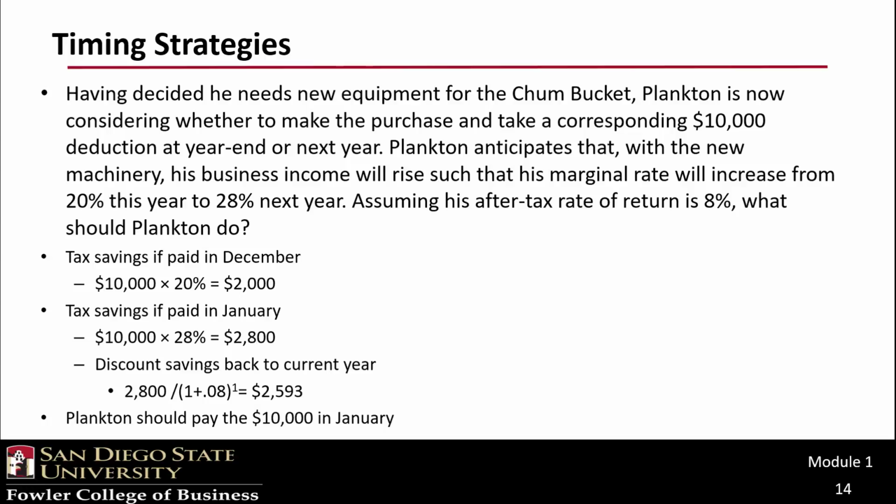If we change the increase in the tax rate to only 1%, so it went from 20% to 21%, now the increase in the tax savings, up to $2,100, is going to be totally subsumed by the loss of value on the dollars by waiting a year for the deduction, as the present value of the $2,100 tax savings would only be $1,944. In that situation, you'd actually want to pay it now.